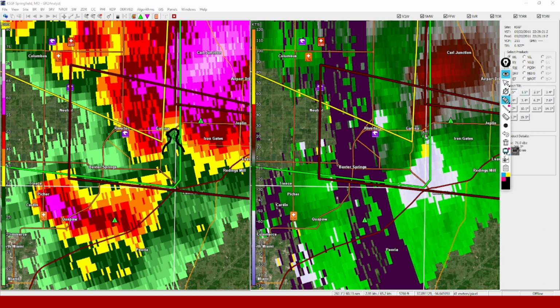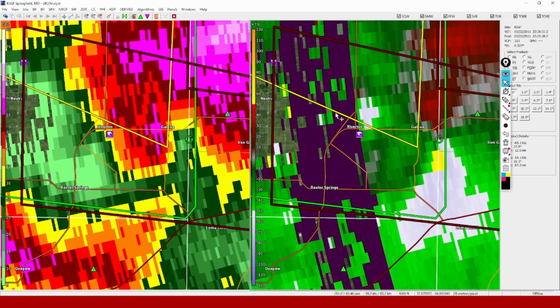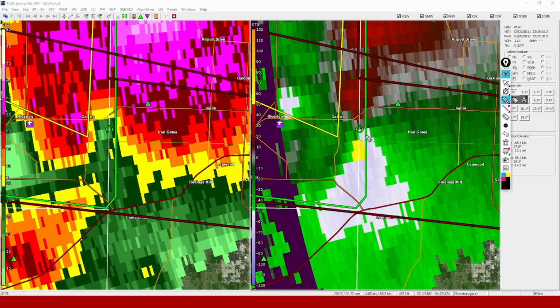When it comes to base velocity, over here is base reflectivity, and over here is base velocity. With base velocity, the red and darker colors are going away from the radar, and the green and lighter colors are going towards the radar. So when you have lighter colors and darker colors together, that causes that spin right there, for that possible rotation and possibly a tornado on the ground.